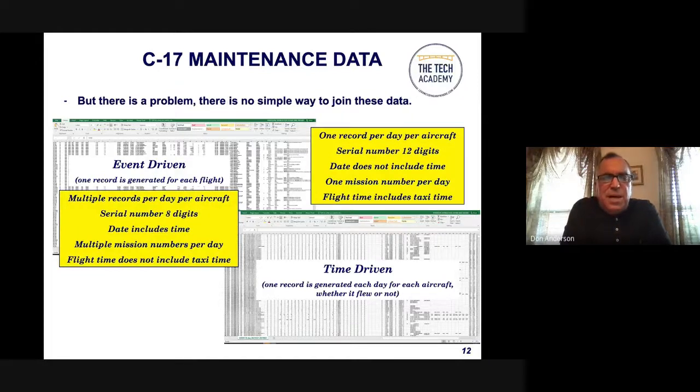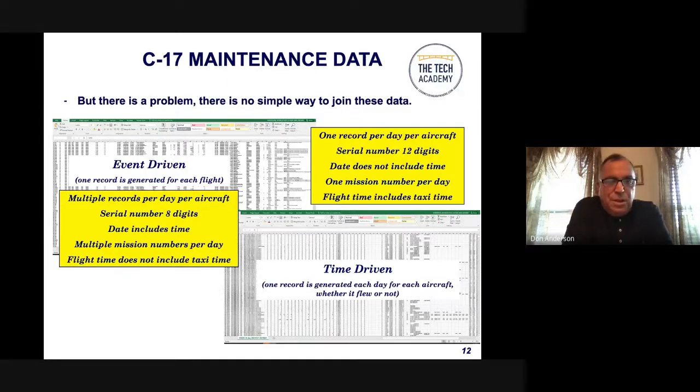So you see, it's a little bit more difficult than just jamming these 2 data sets together. And then to add some more complexity, over on the left, we got multiple records per day per aircraft, and the serial number is an 8-digit format. Over on the right, we have 1 record per day per aircraft, but the serial number, which is the tail number of the airplane, is in 12-digit format. On the left, the date includes time. On the right, the date does not include time.